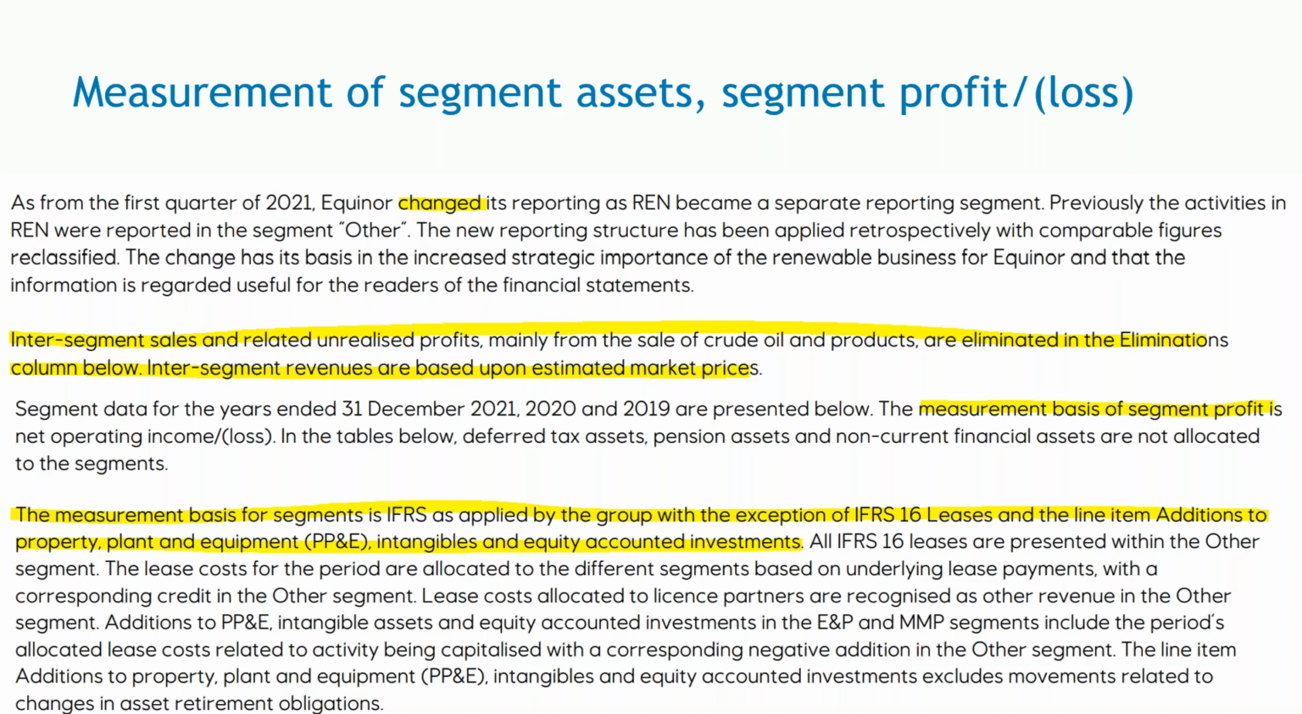They mention the intersegment sales and the unrealized profits, how it has been determined, and the measurement basis, which is the segment profit, being net operating income or loss, which is directly derived from the statement of income. But they say the measurement basis for segments is IFRS applied, but then they do adjustments, and that's what they explain. They did not apply IFRS 16 leases, and the line items additions to property, plant and equipment, intangibles and equity accounted investments are the exceptions which are not IFRS compliant, and which they will reconcile as part of step 3.